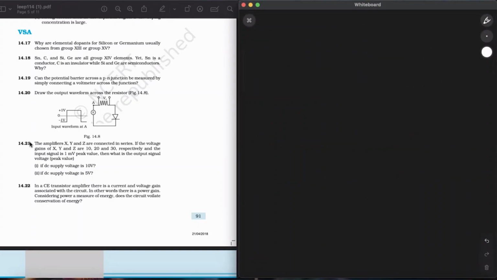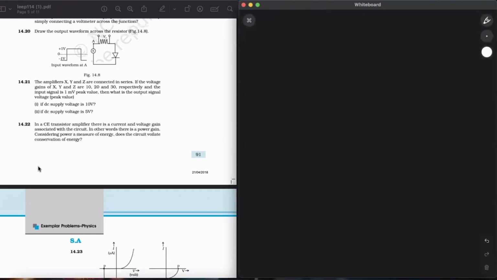Now hopping on to question number 21. The amplifiers X, Y, and Z are connected in series. If the voltage gains of X, Y, and Z are 10, 20, and 30 respectively, and the input signal is 1 millivolt peak value, then what is the output signal voltage? Okay, so if DC supply voltage is 10 volt, if DC supply voltage is 5 volt. Now, the total voltage amplification will be defined as the ratio of the output signal voltage and the input signal voltage.